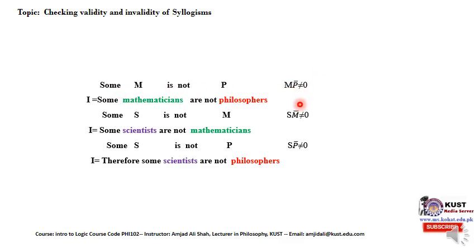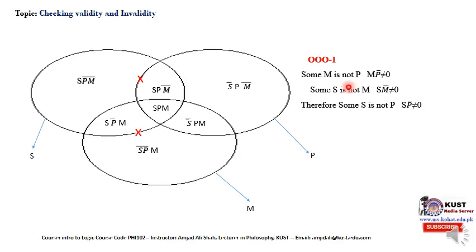So some M is not P, MP bar is not equal to 0. Some S is not M, SM bar is not equal to 0. Some S is not P, SP bar is not equal to 0. Now we have converted the syllogism from the ordinary language into a symbolic form. In symbolic language, some M is not P, MP bar is not equal to 0, some S is not M, SM bar is not equal to 0, therefore some S is not P, SP bar is not equal to 0.